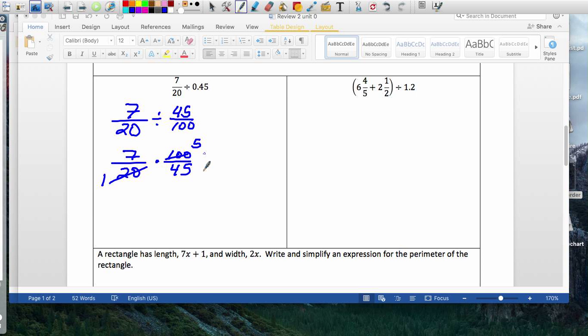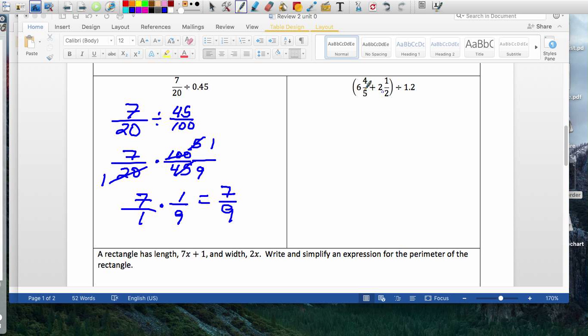I can also continue simplifying with the 5 and 45. I'm going to divide both by 5. 5 divided by 5 is 1. 45 divided by 5 is 9. So if I clean that up and rewrite it, I have a 7, a 1 times a 1 and a 9. That's what I have left over. Multiply across, 7 over 9.